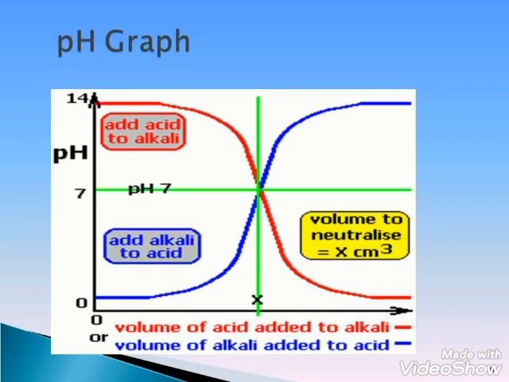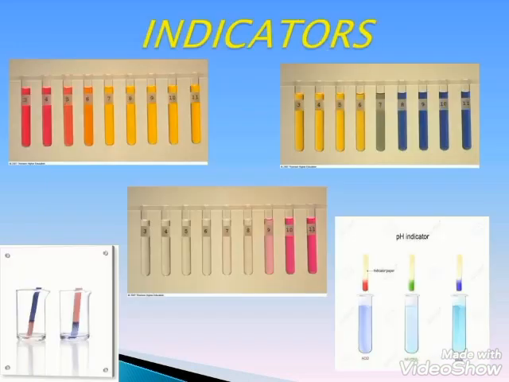Now let us discuss the pH graph. What happens when we add an acid to an alkali? When we add an acid to an alkali, the pH of the same decreases, and if we add an alkali to an acid, then the pH of that gradually increases. It is because of the increase in the amount of hydronium ion concentration or increase in the amount of hydroxyl ion concentration.